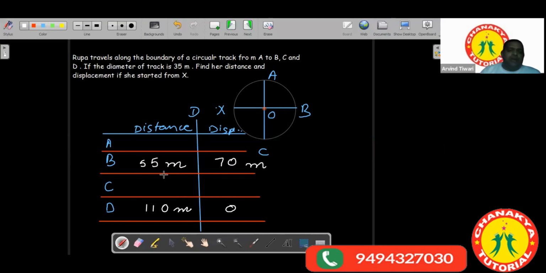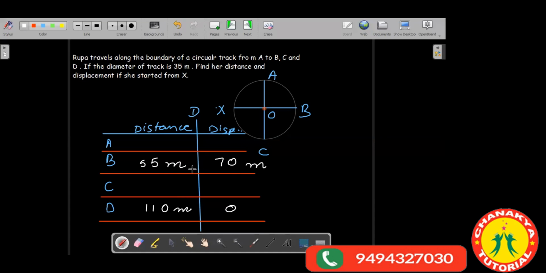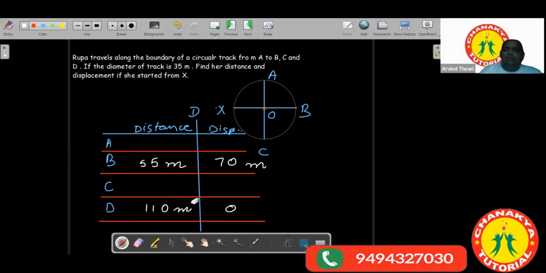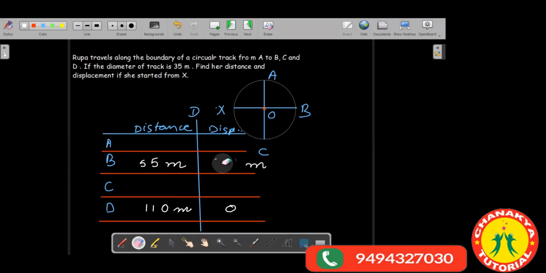Okay, so you can verify these two data. Sir, I have a doubt. Yes. Sir, if the diameter is 35 meters, how are we getting the displacement as 70 meters? Yeah, so your displacement would be 35. Sorry. Yeah, displacement is 35. Now it's okay.